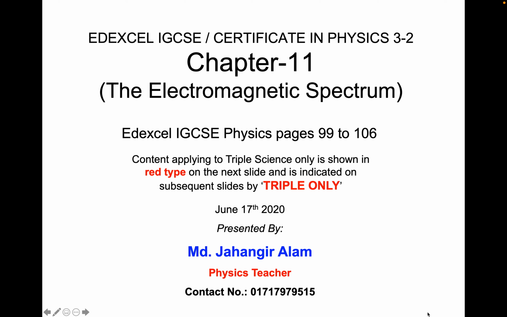First we have to learn about electromagnetic waves. An electromagnetic wave is the wave which is produced by the combination of electric field and magnetic field, where the electric and magnetic fields are mutually perpendicular to the direction of propagation of the wave.